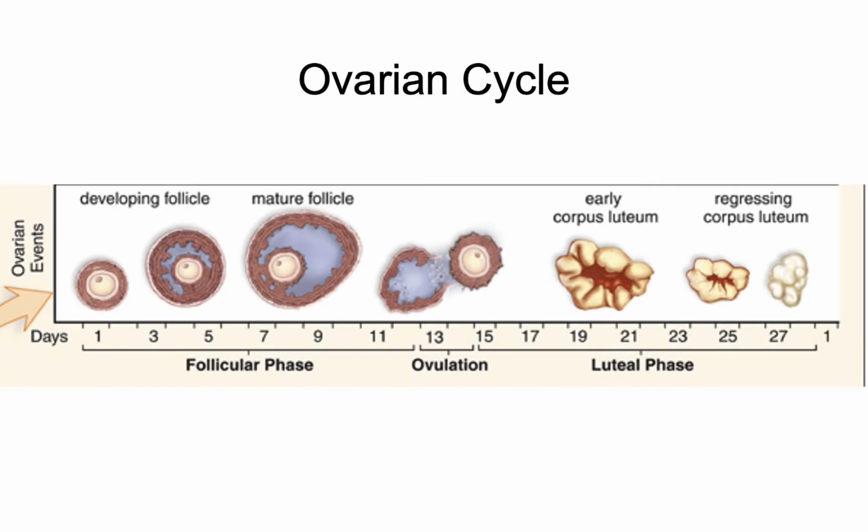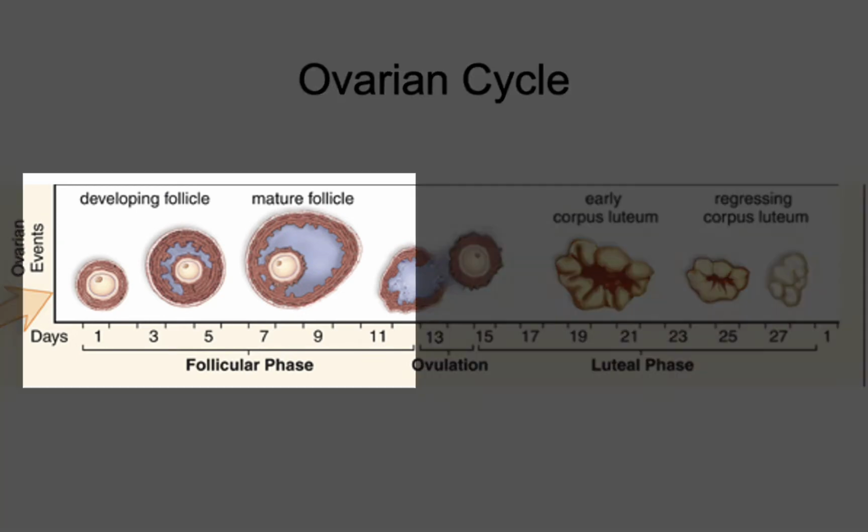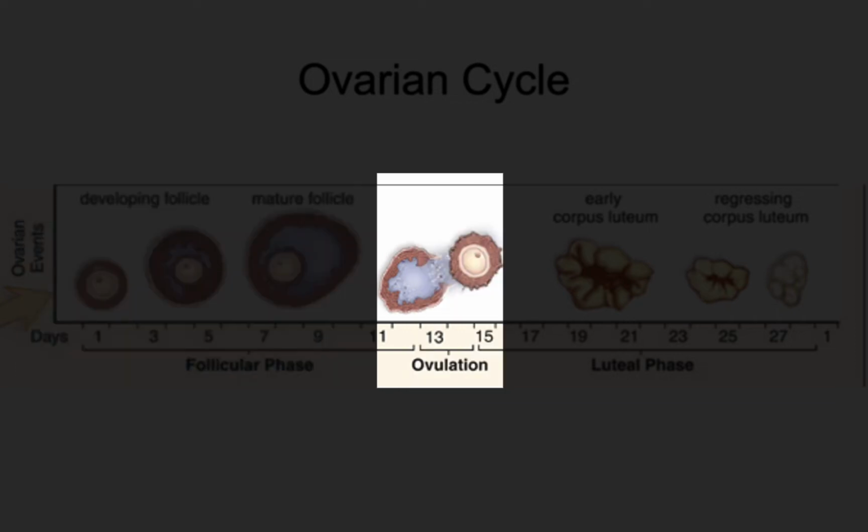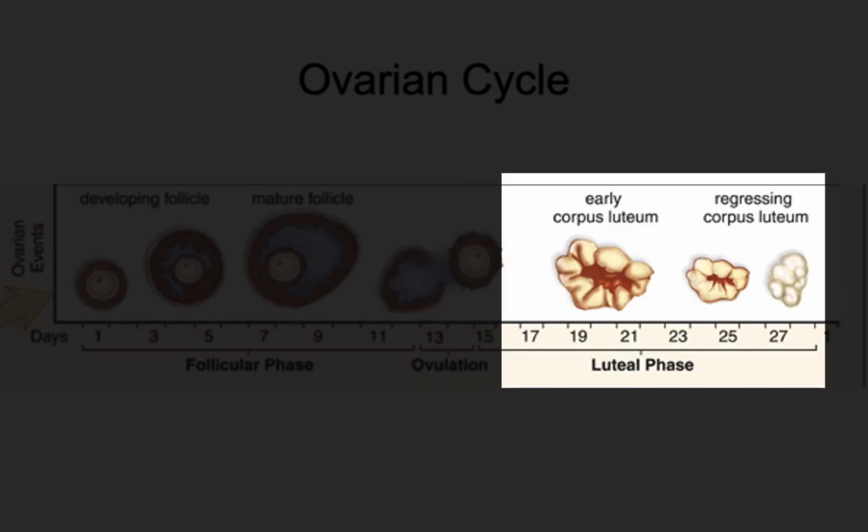The ovarian cycle has 3 phases. Day 1 through 13 is called the follicular phase, where a follicle matures in the ovaries. Day 14 is ovulation, where the Graafian follicle in the ovary ruptures and releases the secondary oocyte into the fallopian tubes. Day 15 through 28 is called the luteal phase, in which the corpus luteum forms and secretes hormones to further prepare the woman and her uterus for pregnancy.